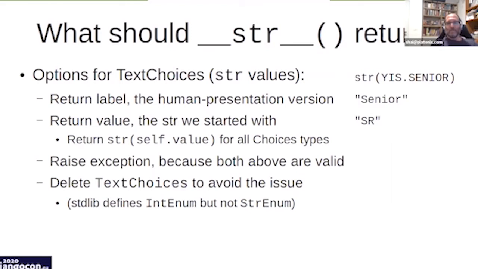The default implementation from enum is clearly unsuitable. One option suggested was to return the label, since dunder str is supposed to return a human-readable presentation of the object. Another option is to note that text choices inherits string, so its members are already strings. So we must return the string we started with, which is the value. A variation on this is to return str of self-value for all choices types.